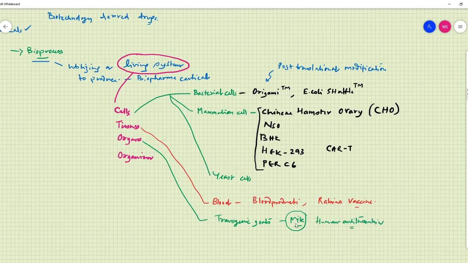Can be expressed, and it can be isolated from transgenic goats. What about the organism itself? So there is something called farming. Okay, farming with a PH. And farming is the production of biopharmaceuticals in plants or animals.